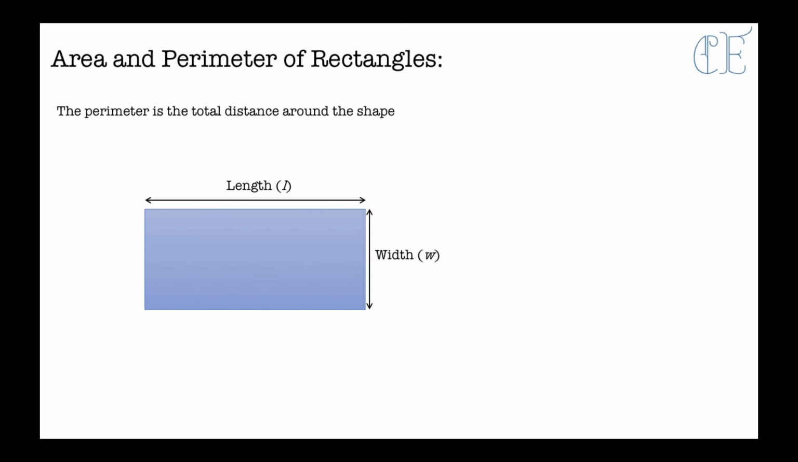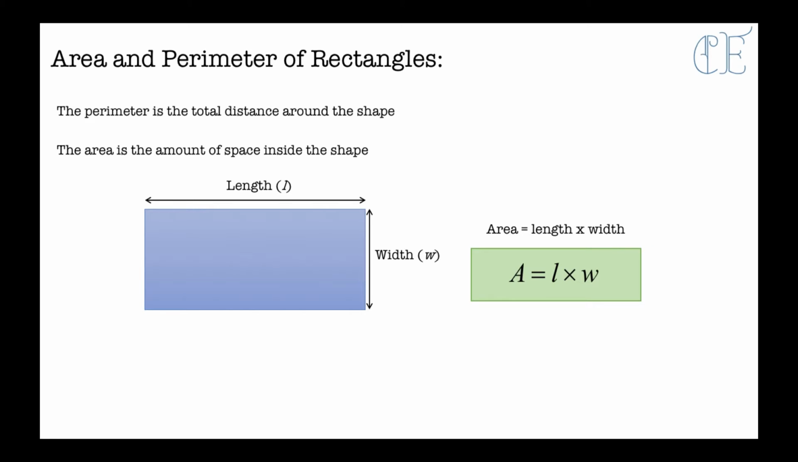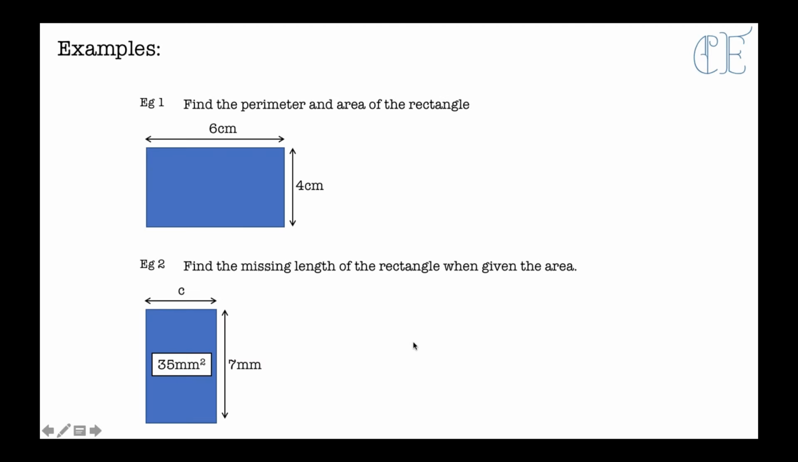So first of all then, the perimeter is the total distance around the shape. So in this case, we would add all the sides up. The area is the amount of space inside the shape. So for area, we must do length times width. So perimeter, we just add all the sides. Area, we do length times width. Just one of each. We don't need all 4 sides, we just need one of each. People get confused with that and start multiplying all the sides. We just need this length by this width.